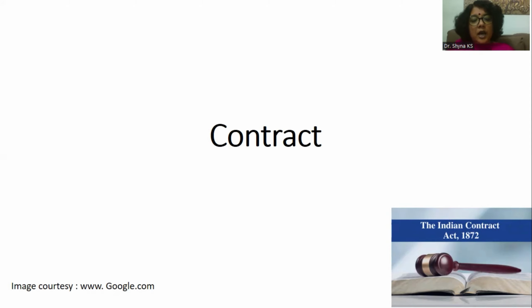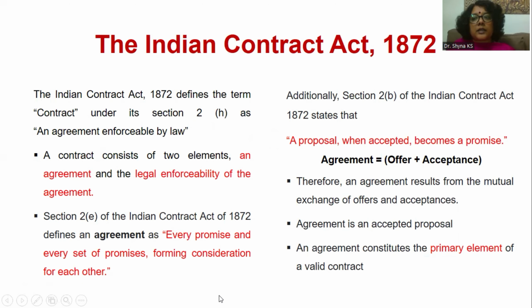In this brief session, I'll be explaining what is a contract. The Indian Contract Act 1872 is the pivotal act that controls all the contracts in India. As per this Act, a contract is an agreement enforceable by law. If we look at this definition, we can understand that a contract consists of two elements mainly. One is an agreement. Another is the legal enforceability of the agreement.